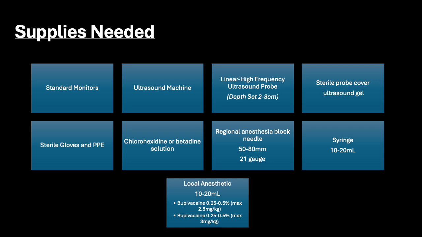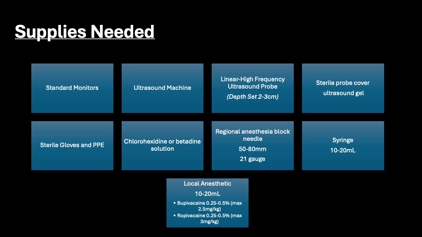Standard monitors should be applied. A high-frequency linear ultrasound probe is preferred, with the imaging depth typically set between 2 and 3 centimeters. Maintain strict sterile technique by using sterile gloves, a probe cover, sterile ultrasound gel, and chlorhexidine or povidone iodine skin preparation. A 50 to 80 mm, 21-gauge regional anesthesia needle is commonly used. Prepare a syringe containing 10 to 20 milliliters of local anesthetic, such as bupivacaine or ropivacaine, while remaining within the maximum recommended weight-based dose.